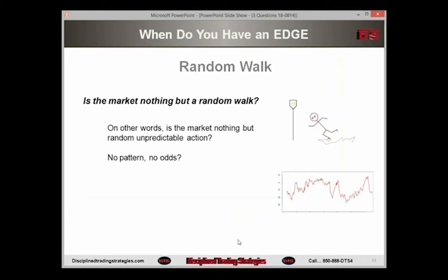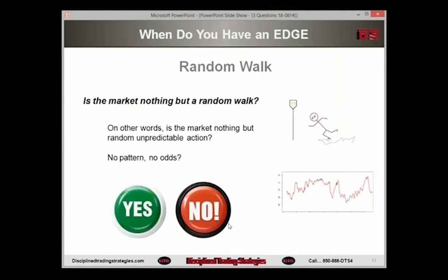Is the market a random walk? In other words, is the market nothing but a random, unpredictable action? No pattern, no odds. What do you guys think? Now they can see you typing. What do you think? Is the market a random walk? Is it just random, unpredictable action? What do you think? Yes or no? Quickly. You got to get through this stuff. Is it a random walk?